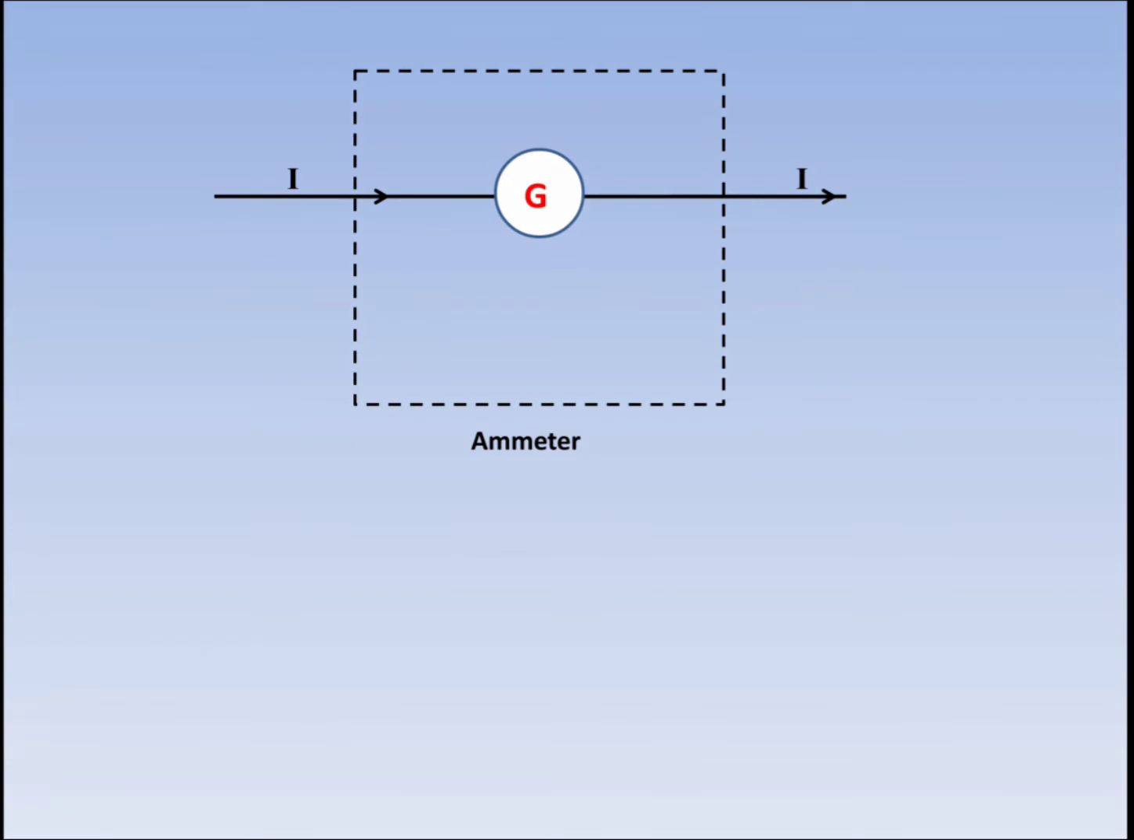So, in order to overcome these problems, a low resistance is connected in parallel with the moving coil galvanometer, which is called a shunt. The instrument scale is then calibrated to read directly the total current. Such an instrument used to measure current is called an ammeter. So, now let us discuss the functions of shunt resistance.